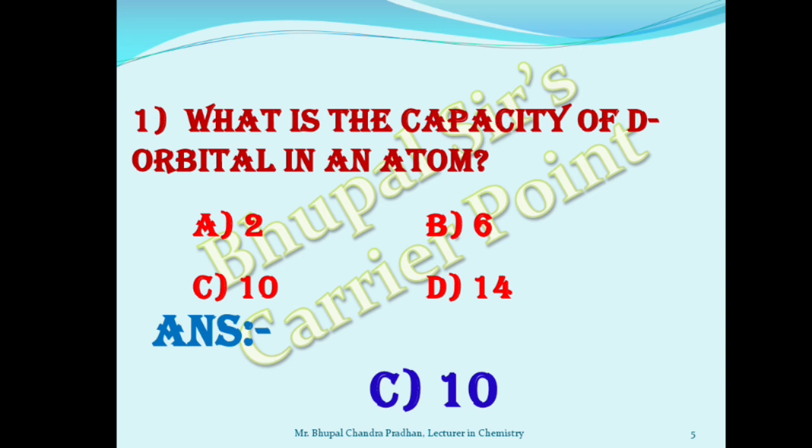If it is asked for S orbital the answer is 2, for P orbital the answer is 6, for D orbital the answer is 10 and for F orbital the answer is 14.